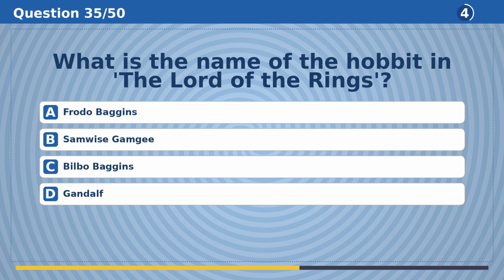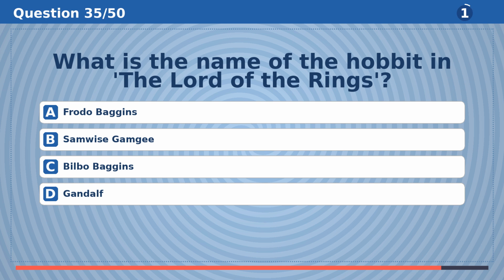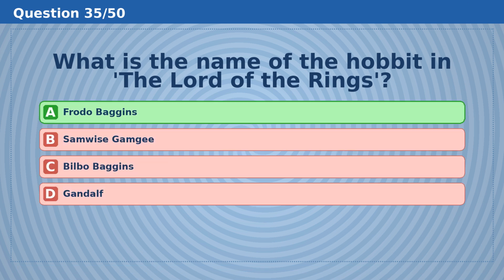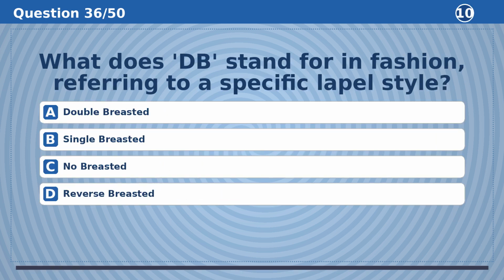What is the name of the Hobbit in The Lord of the Rings? The answer is A, Frodo Baggins.